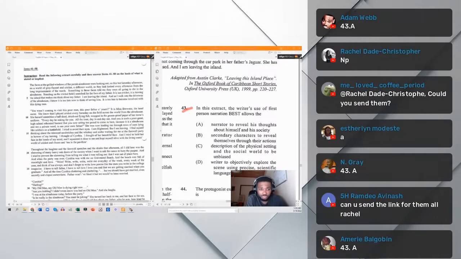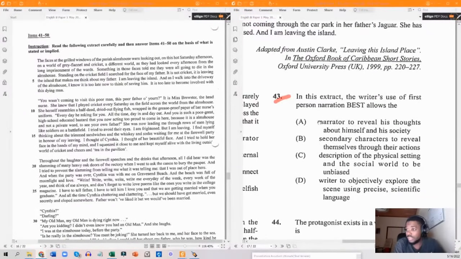43A. The use of the first person narration using I. It allows the narrator to tell us what he's thinking. It doesn't do anything for the secondary characters or the actions, because the first person narration has nothing to do with the other characters' actions. So it couldn't be B. C is total nonsense, and D is total nonsense. So it has to be A.